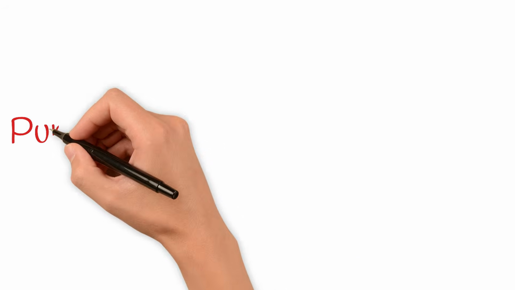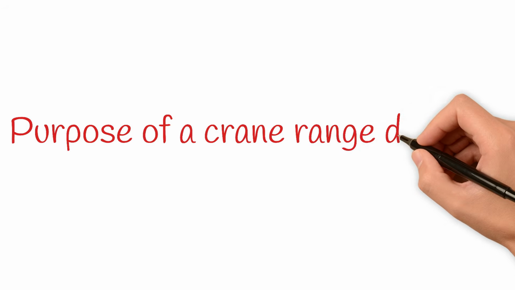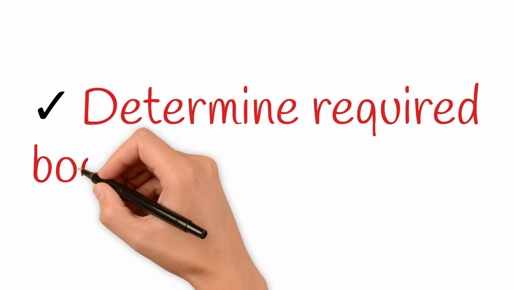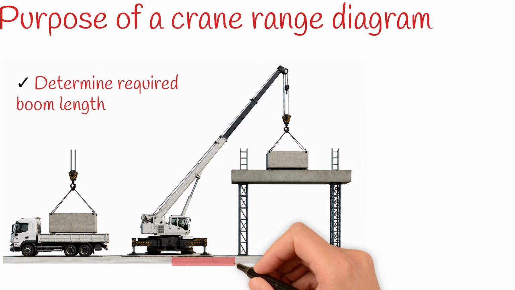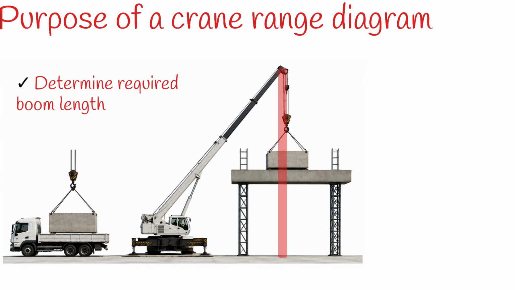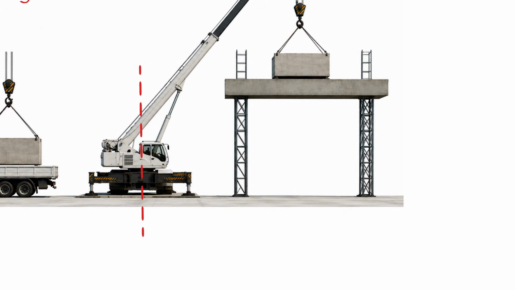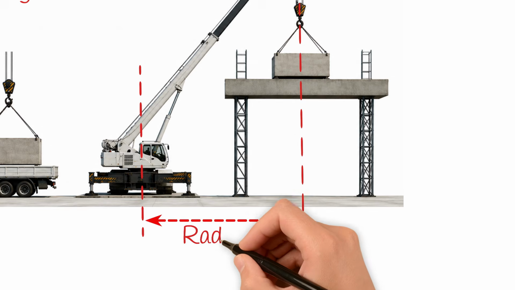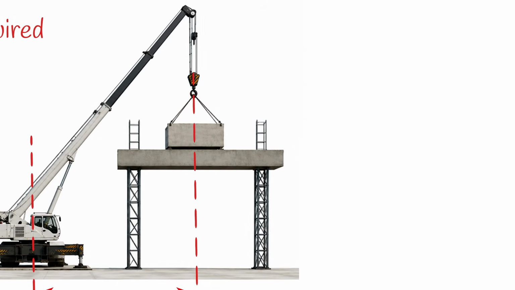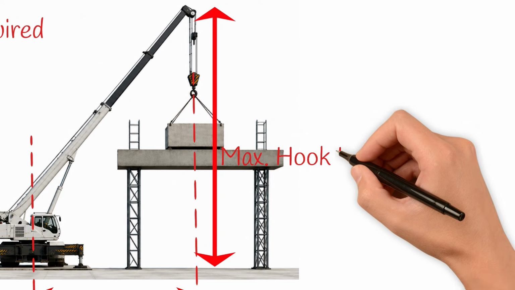What is the purpose of a crane range diagram? A range diagram is used to determine the boom length required for a lift. If you know the working radius and the required lifting height, you can use the range diagram to determine the boom length necessary to perform the lift safely. The radius is measured from the center of crane rotation to the center of the hook block. The lifting height is measured from the ground to the boom tip.